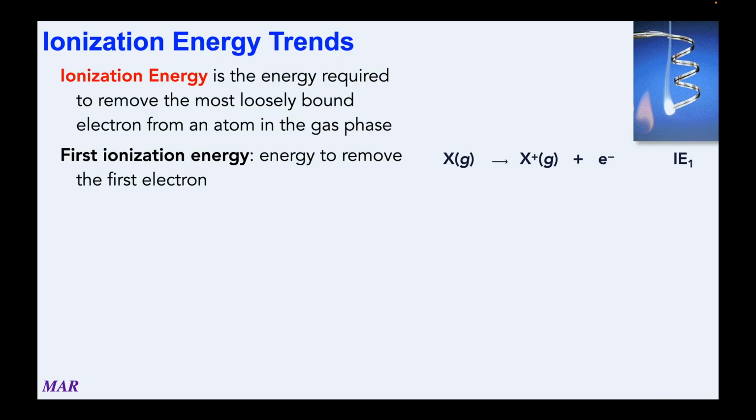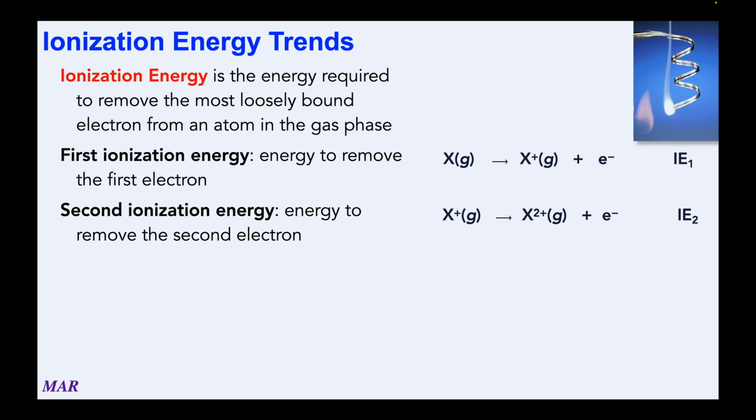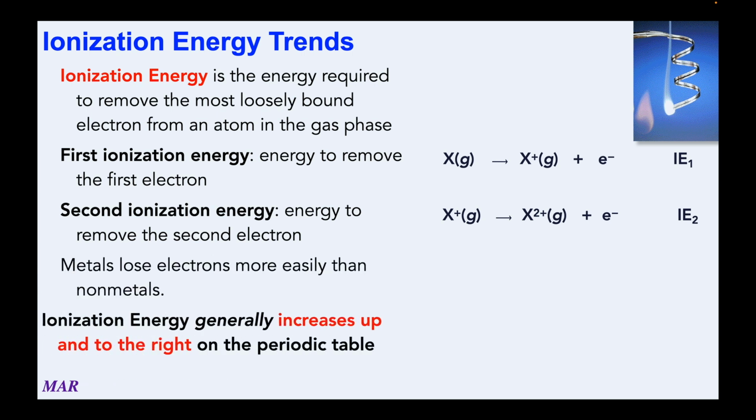Ionization energy is the energy required to remove an electron from an atom. And there are different types of ionization energy. So the first ionization energy would be the energy required to remove a single electron. A second ionization energy is possible, too, because you can take that now singly ionized atom and remove a second electron from it. So the first ionization energy is the energy required to remove one electron, and the second ionization energy would be the energy required to remove the second electron.